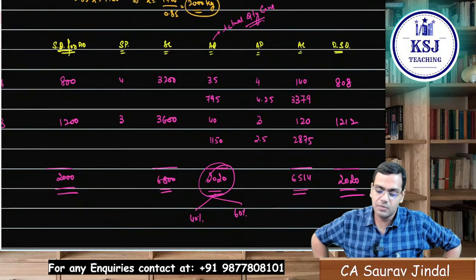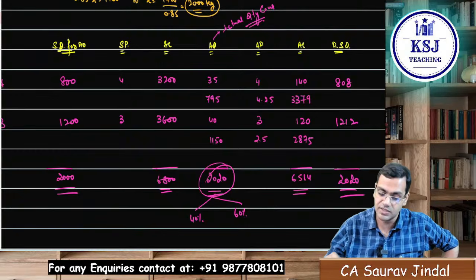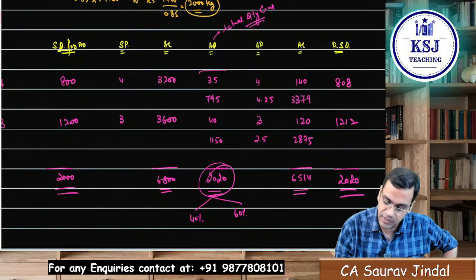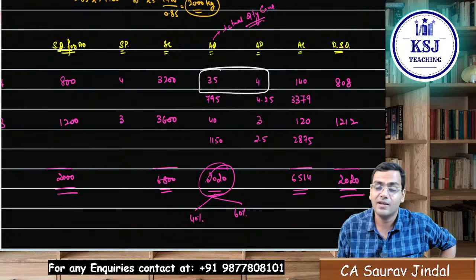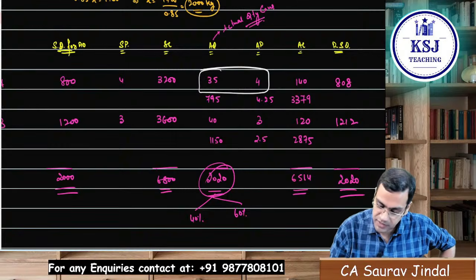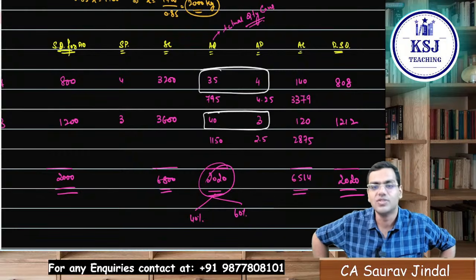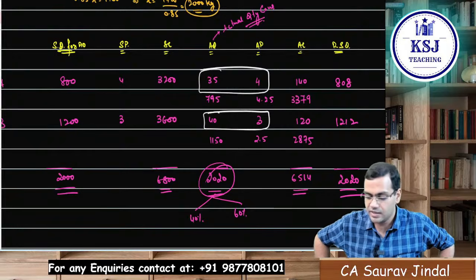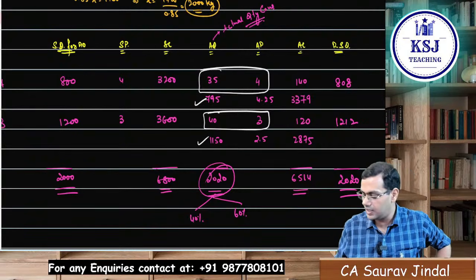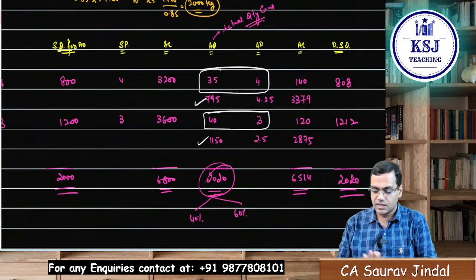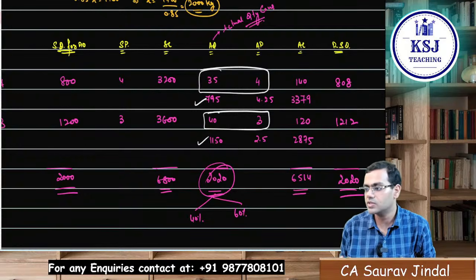Now, one thing you have to be careful with while calculating the price variance: for this 35 units, there will be no variance because you are evaluating it at standard price only, right? For this 40 units, there will be no price variance because we are evaluating it at standard price. Clear? The price variance will be calculated for 795 and 1150 units only. This you have to be careful about. Okay, you will be able to do this question.